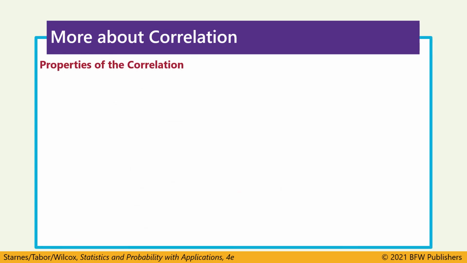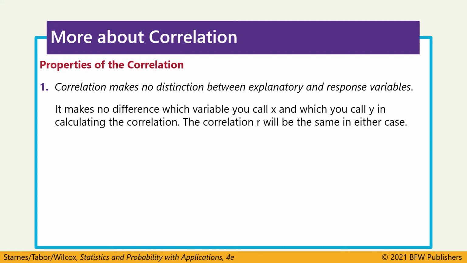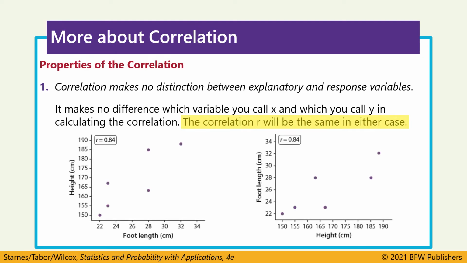Now, all that said, some additional properties about correlation. To start, it doesn't matter which of these variables we have as the explanatory and which is the response. So in the case of this scatter plot, we had foot length as the explanatory variable and height as the response variable. If we switch those, it's not going to matter. Okay, so if we switch where these are on our scatter plot, the correlation stays the same.